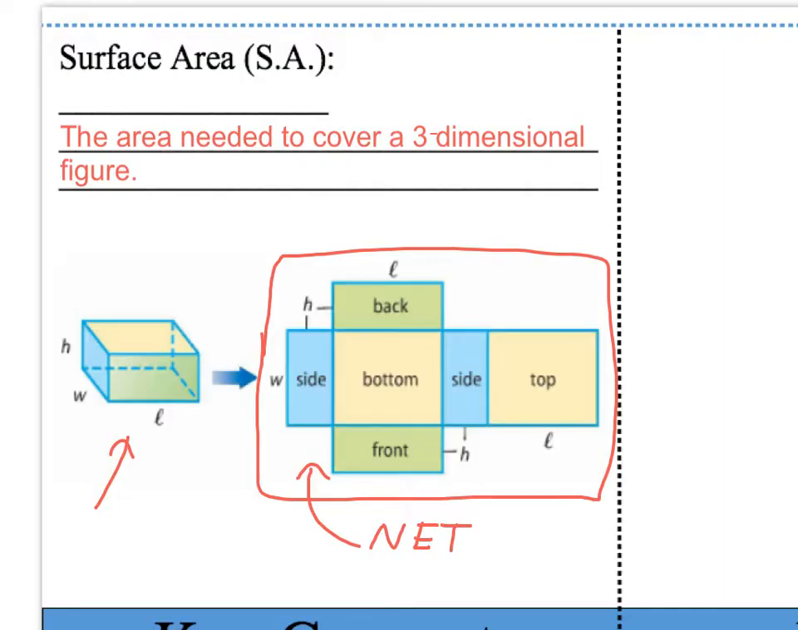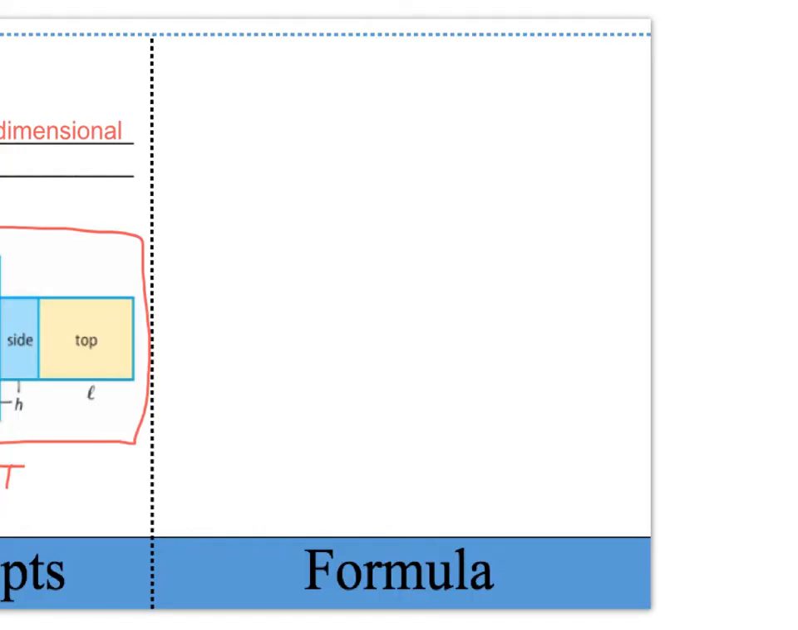So we can use the net to help us figure out what a surface area is. Basically, the surface area is adding up all the areas of all the sides of the prism. So to find the surface area of a rectangular prism, what you want to do is find the area of the front and then multiply it by 2 because the back is the same area as the front.